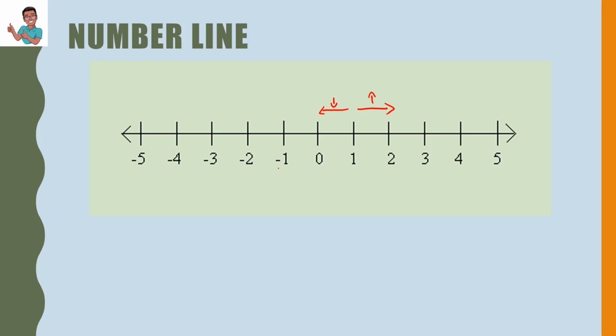So we can say that -1 is less than 1 since it's more to the left. We could also say that 2 is greater than 0 because it's more to the right.